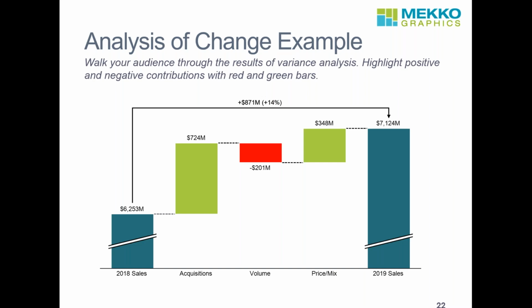Here's another example where I'm doing analysis of change. Here I'm looking at change in sales, and I'm using a standard kind of variance analysis to break it out in terms of acquisitions, volume, and price mix variance. And again, using the bar comparison line, but in this case, also using the axis break to shrink these large bars so we can focus our attention on the relative size of the different factors influencing the change.